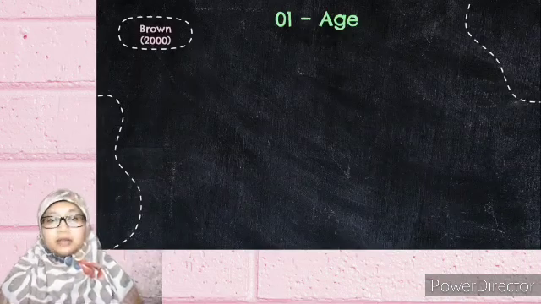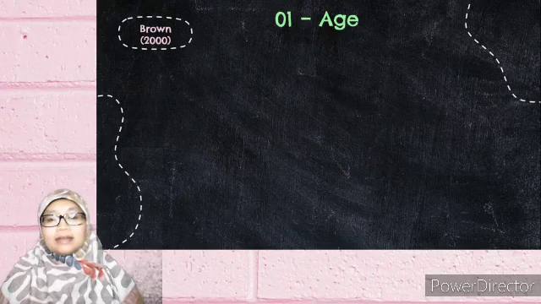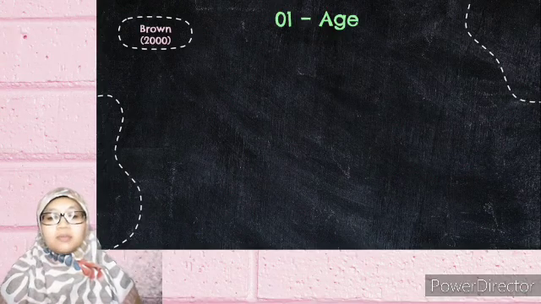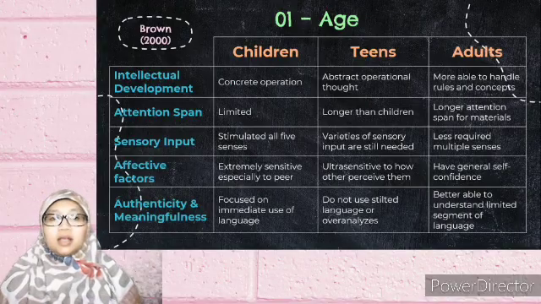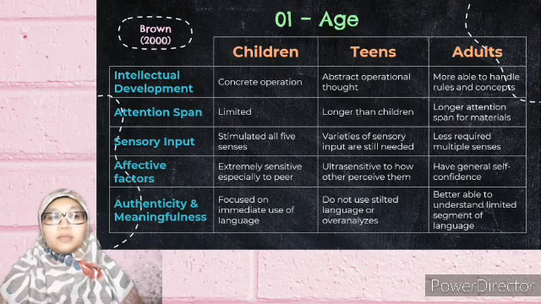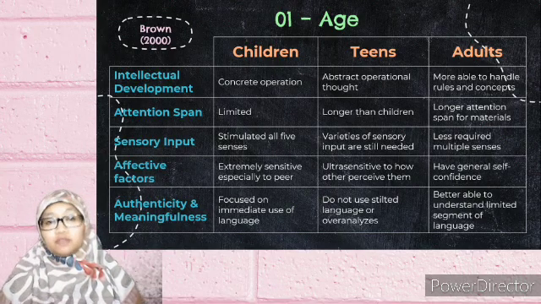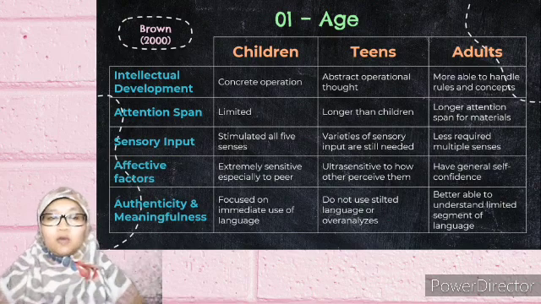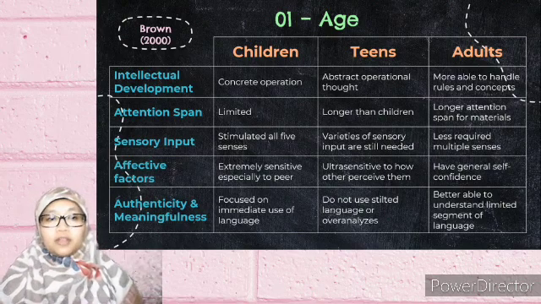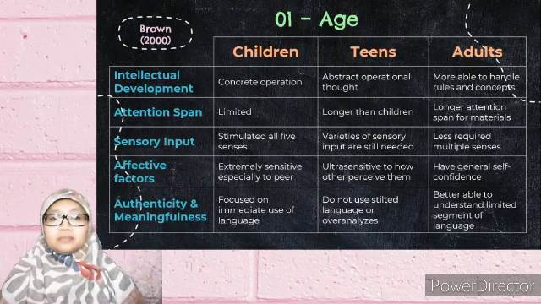According to Brown, he divides the group of learners into three: the children, teens, and adults. And I have summarized the characteristics of each group in terms of five items. They are intellectual development, attention span, sensory input, affective factors, and authenticity and meaningfulness.